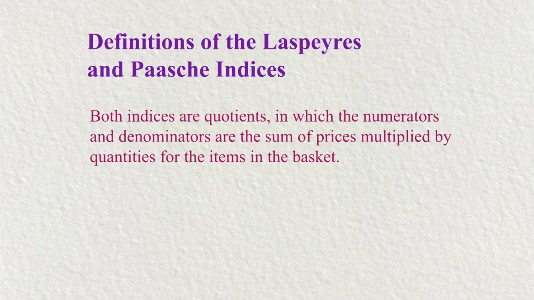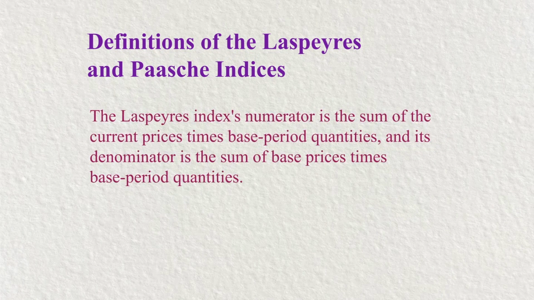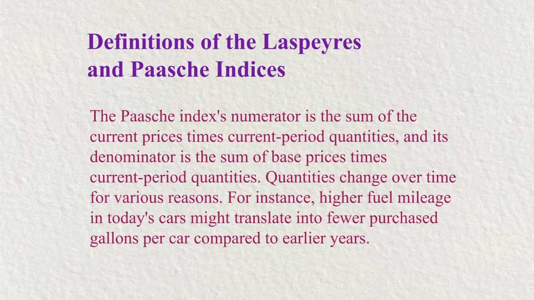I think both indices are quotients in which the numerators and denominators are sums of prices multiplied by quantities for the items in the basket. The Laspeyres index numerator is the sum of the current prices times base period quantities, and its denominator is the sum of the base prices times base period quantities. The Paasche index numerator is the sum of the current prices times current period quantities, and its denominator is the sum of the base prices times current period quantities. So quantity changes over time for various reasons. For instance, higher fuel mileage in today's car might translate into fewer purchased gallons per car compared to earlier years.